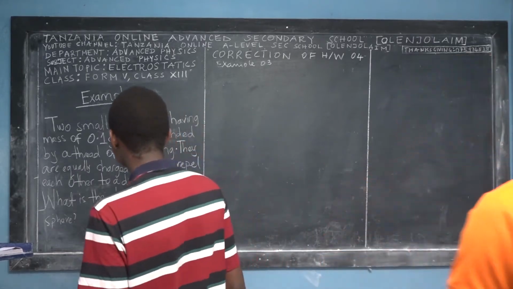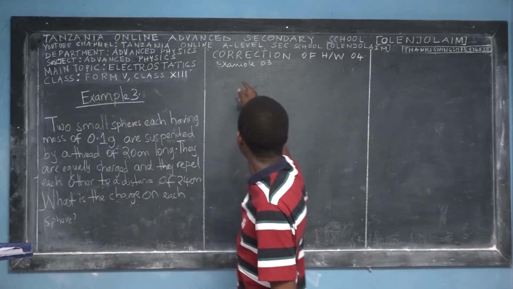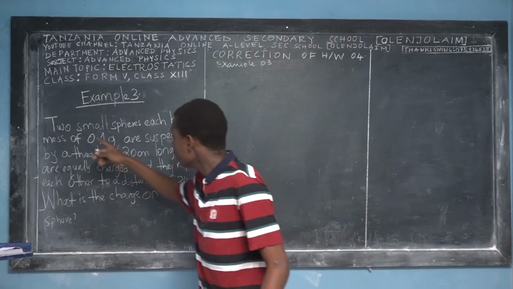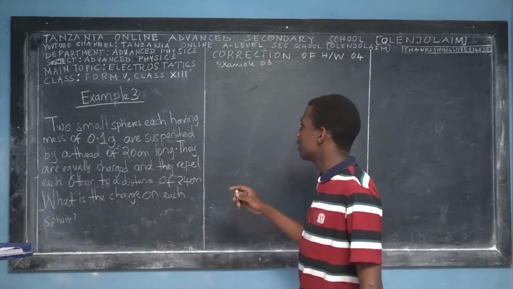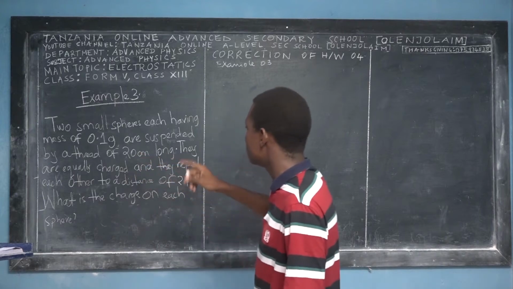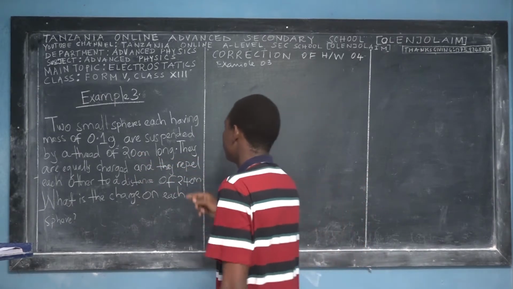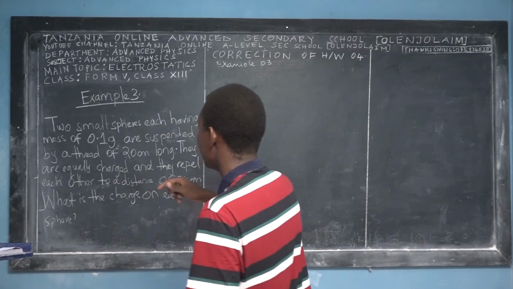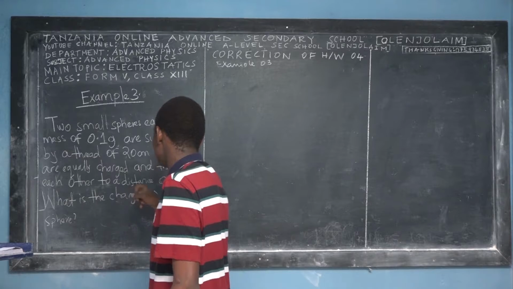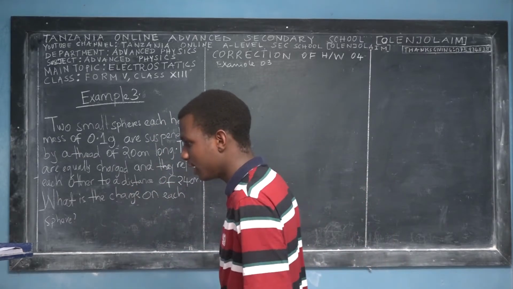Okay. So this is example 3. It is a correction of homework 4, example 3. The question says: two small spheres, each having a mass of 0.1 gram, are suspended by a thread of 20 centimeters long. They are equally charged and they repel each other to a distance of 24 centimeters. What is the charge on each sphere?